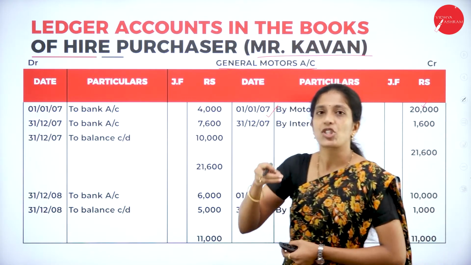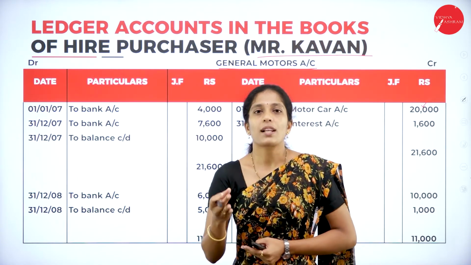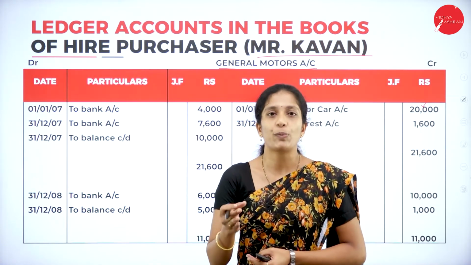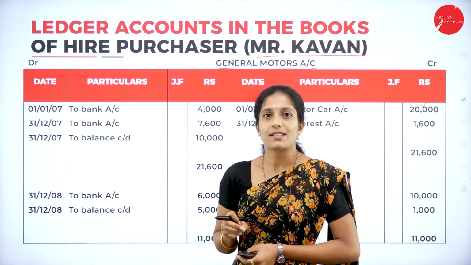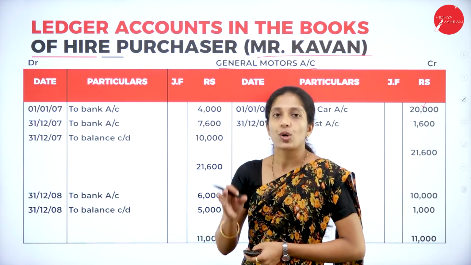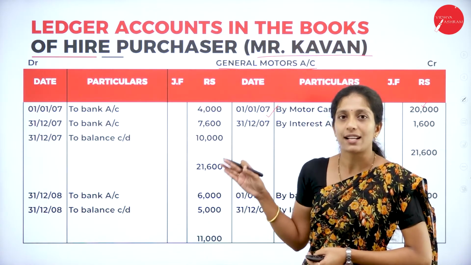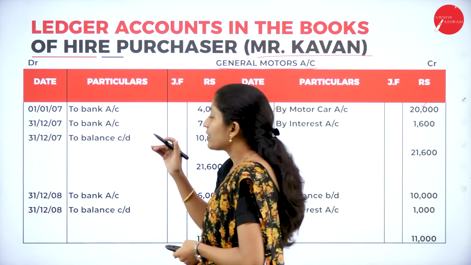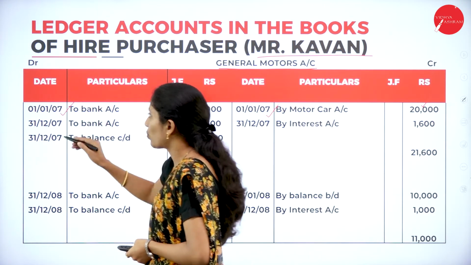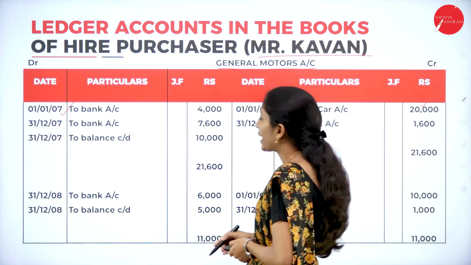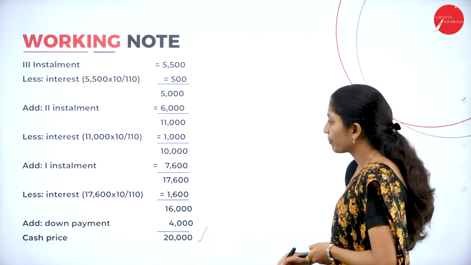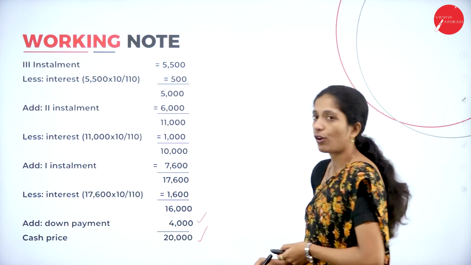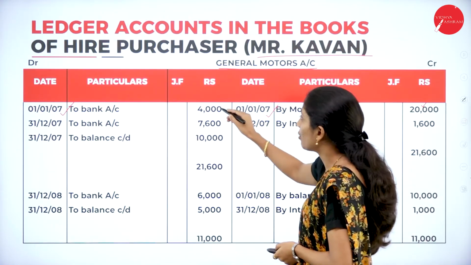Now, we have purchased the asset. Next, what will the purchaser do? He will make the down payment. Here in the question itself, they have given the down payment. So when the down payment is made to the hire seller, what is the entry? Hire seller account debit to bank account. So it is on the date of purchase, 1/1/2007, to bank account. So what is the down payment? The down payment is 4,000. So make the down payment.